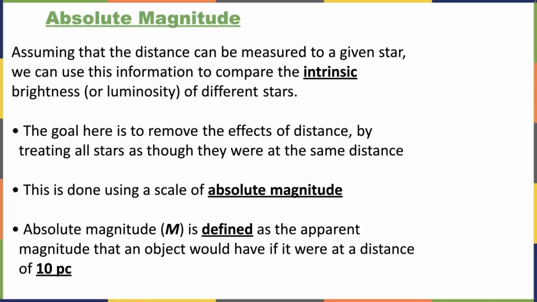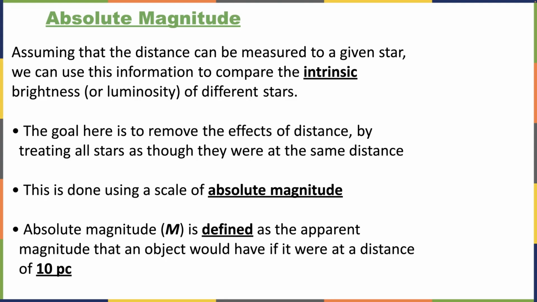So previously what we measured is the apparent magnitude, right? Now we can measure the absolute magnitude in this way. And there is a definition for that. Absolute magnitude is defined as the apparent magnitude that an object would have if it were at a distance of 10 parsecs. So if you keep that particular object at a distance of 10 parsecs and measure the magnitude, that magnitude is called the absolute magnitude, right?